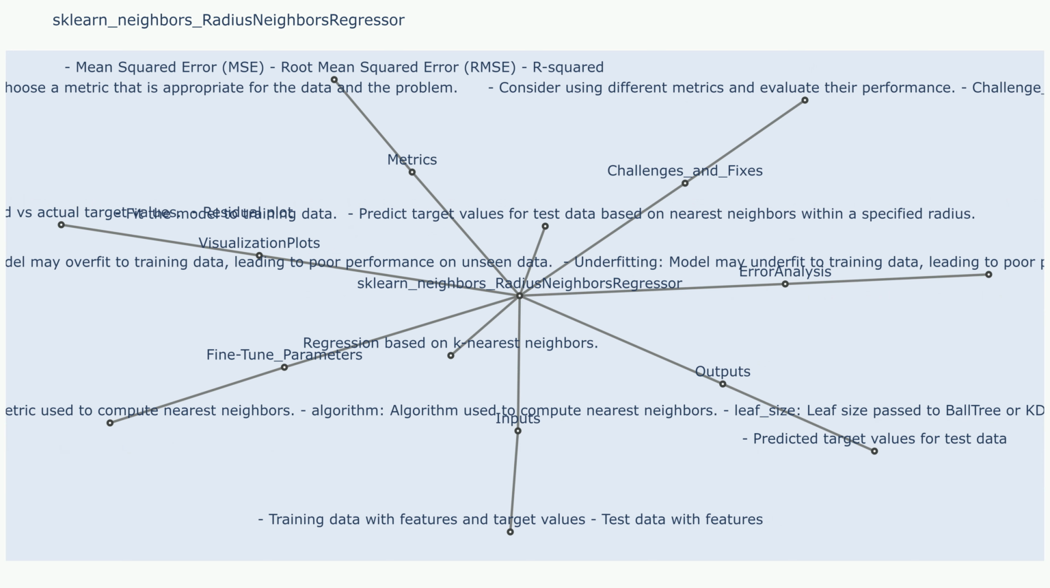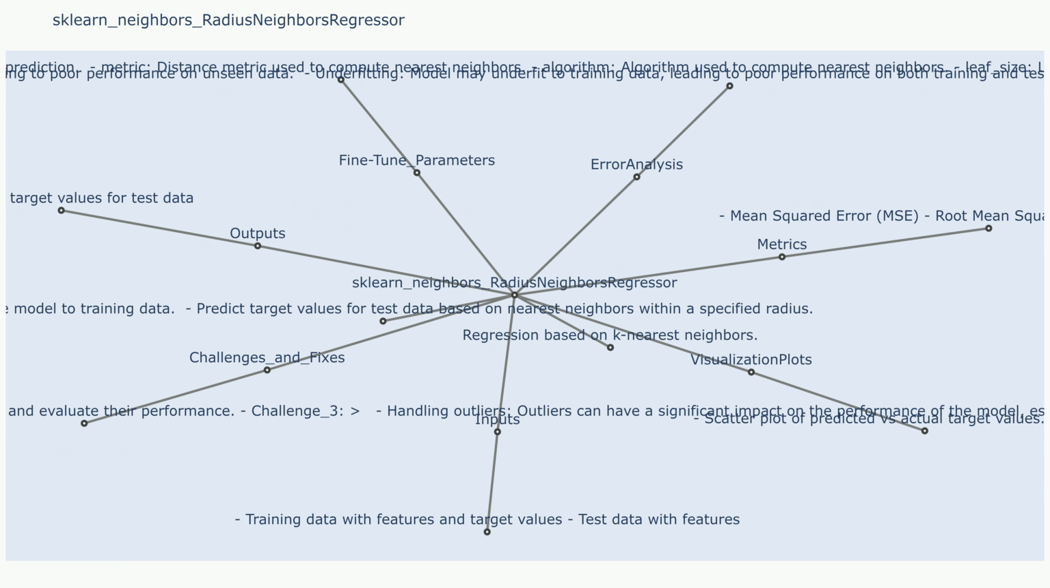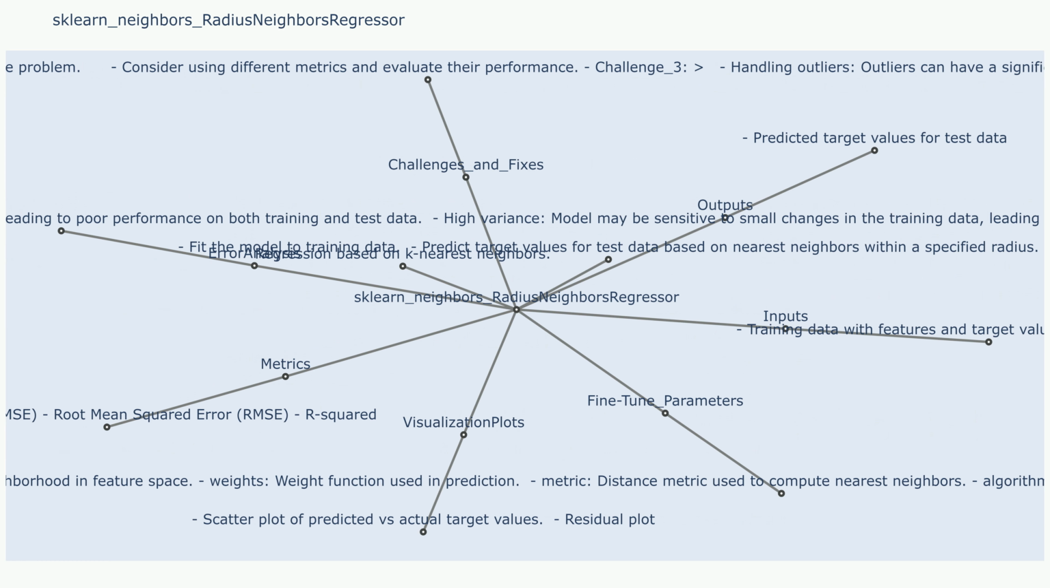Inputs. X: this is the training input samples. It can be a 2D array-like structure containing the features for each data point. Y: this is the target values for the training data corresponding to the input samples in X. It should be a 1D array-like structure. Outputs. YPRED: this is the predicted target values for the new input samples. It is a 1D array-like structure with the same length as the number of input samples.